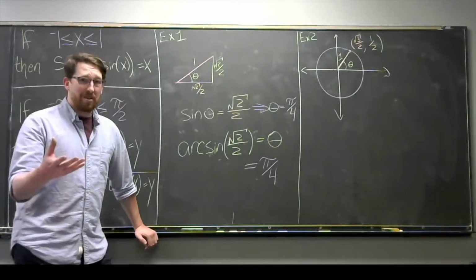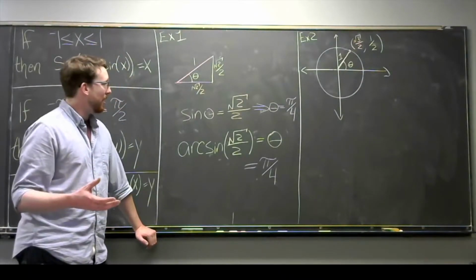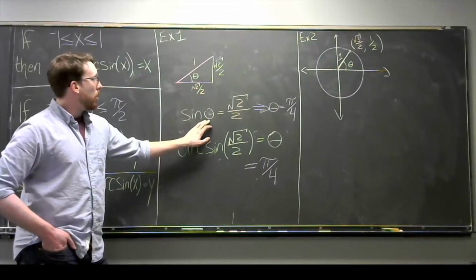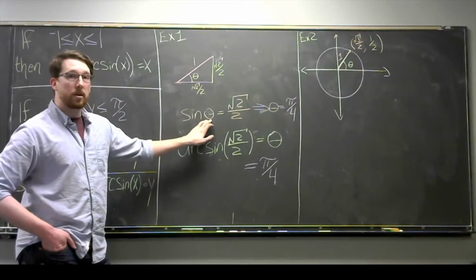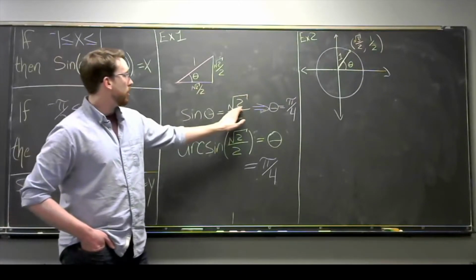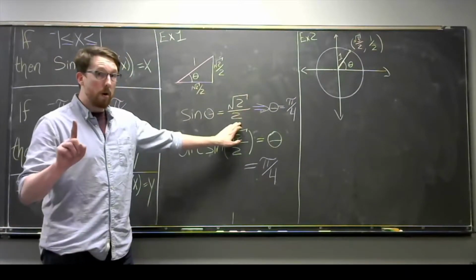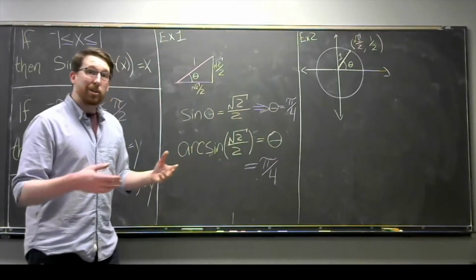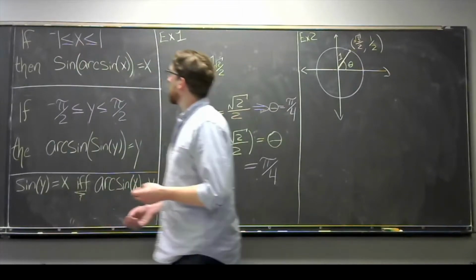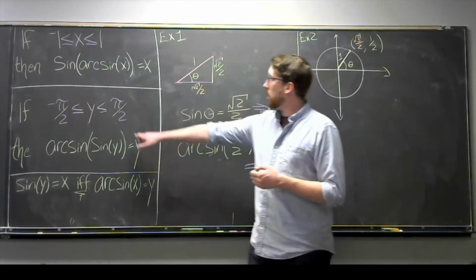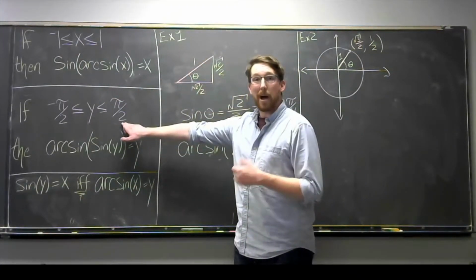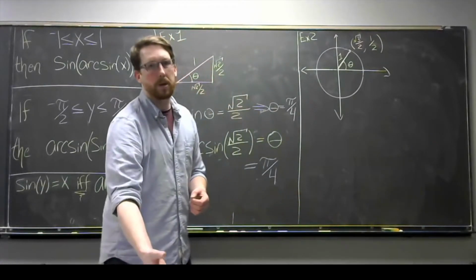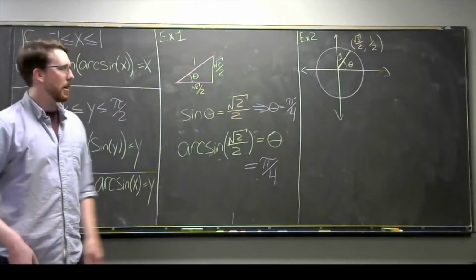Now there's another way to think about this. There are only two possible angles that we can put into sine and get out the square root of 2 over 2. One of those angles is pi over 4. The other angle is 3 pi over 4. But 3 pi over 4 is larger than pi over 2, so we can't use it. We have to use the other one. That's one way to think about it.